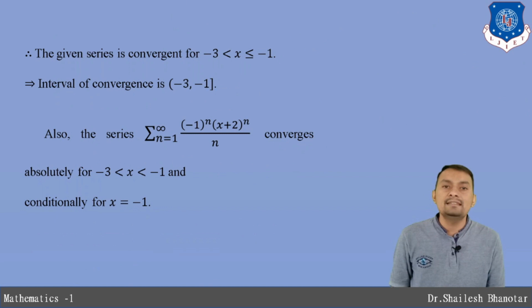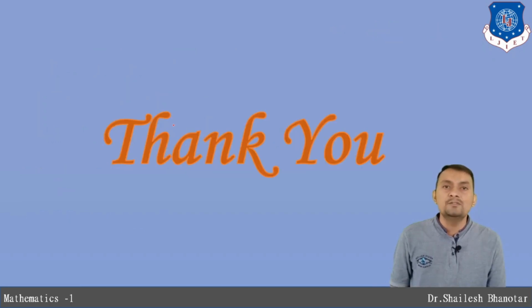So our conclusion says that the series converges absolutely for -3 < x < -1, and converges conditionally only for x = -1. Our interval of convergence will be from -3 to -1, where x = -1 is included, because at x = -1 the series is an alternating series and is convergent, and the interval is closed there. So in this video we have covered radius of convergence and interval of convergence, also known as the range of convergence, based on an example.